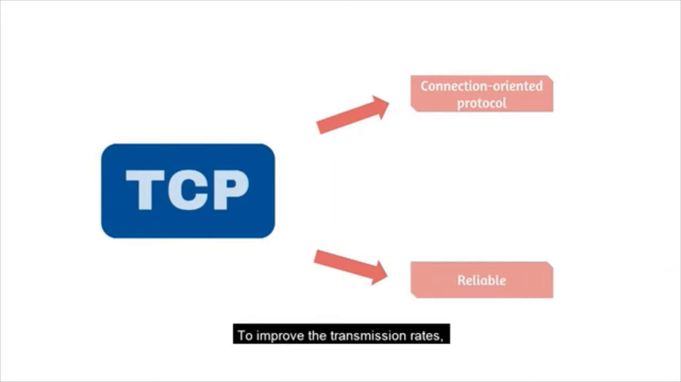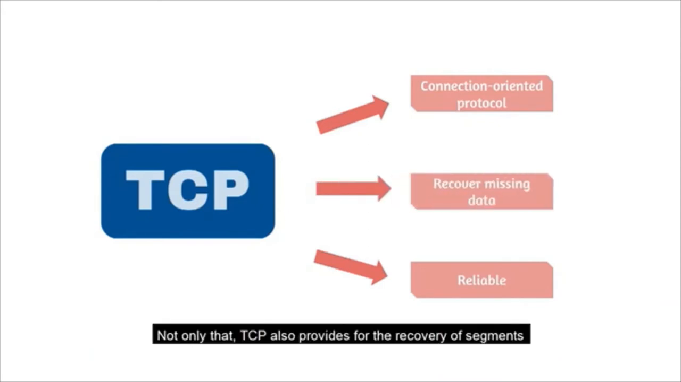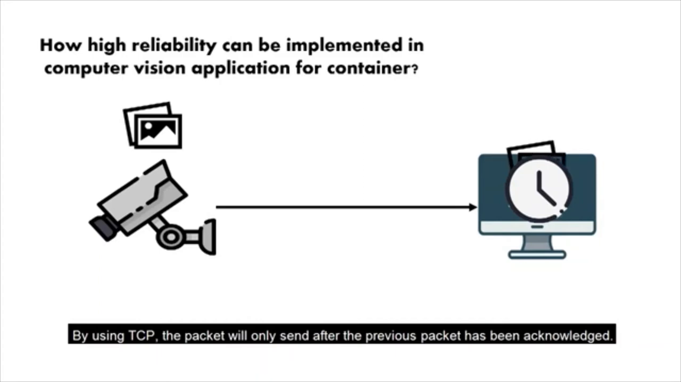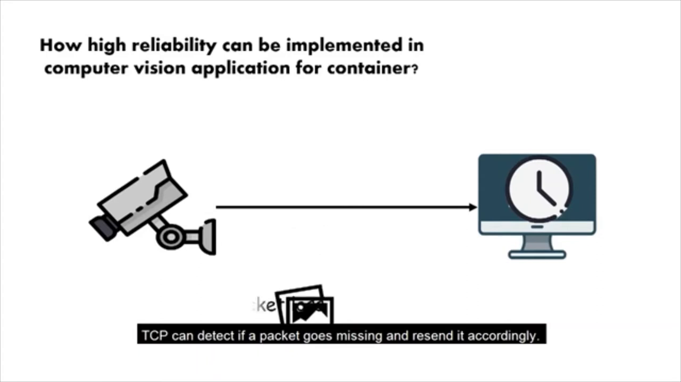To improve the transmission rates, pipelining is needed to allow the sender to have a large number of packets in the pipeline. Not only that, TCP also provides for the recovery of segments that get lost, damaged, duplicated or received out of their correct order. It requires an acknowledge message be returned after transmitting data. By using TCP, the packet will only be sent after the previous packet has been acknowledged. TCP can detect if a packet goes missing and resend it accordingly.